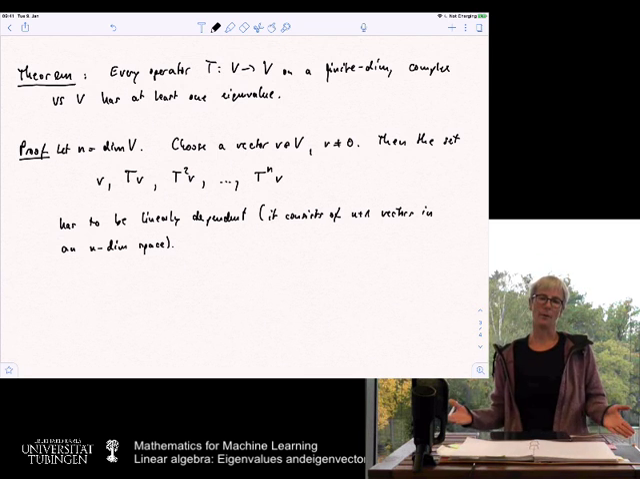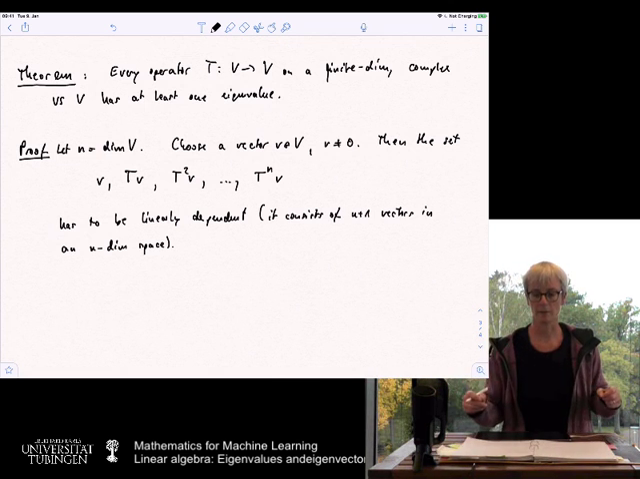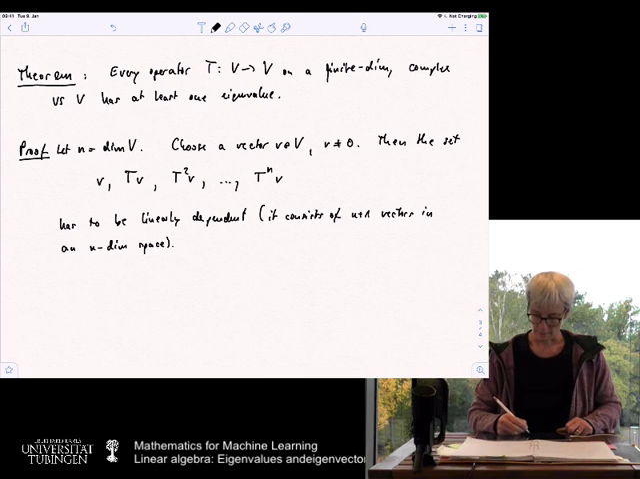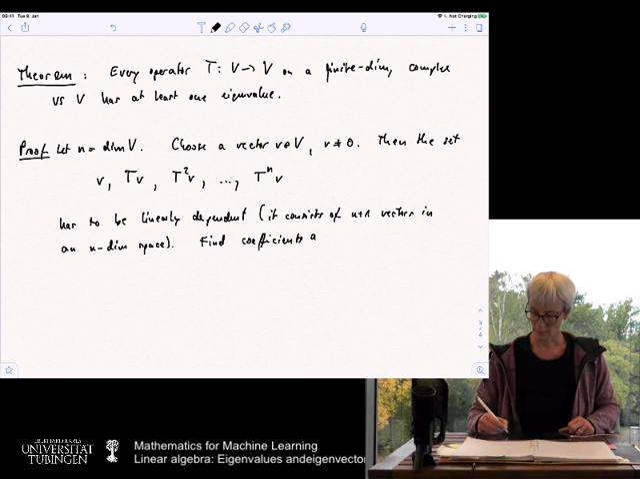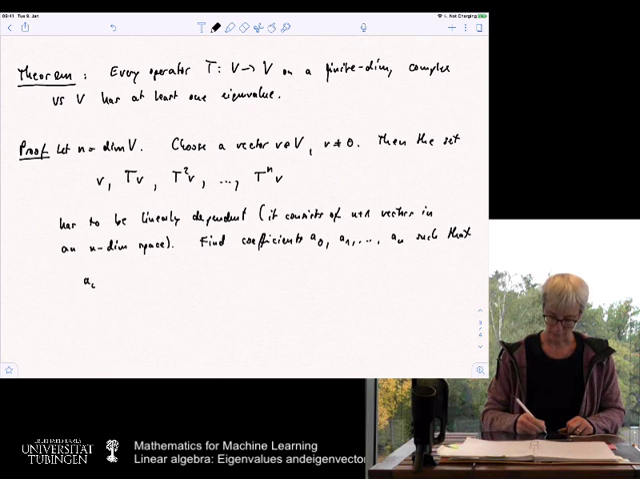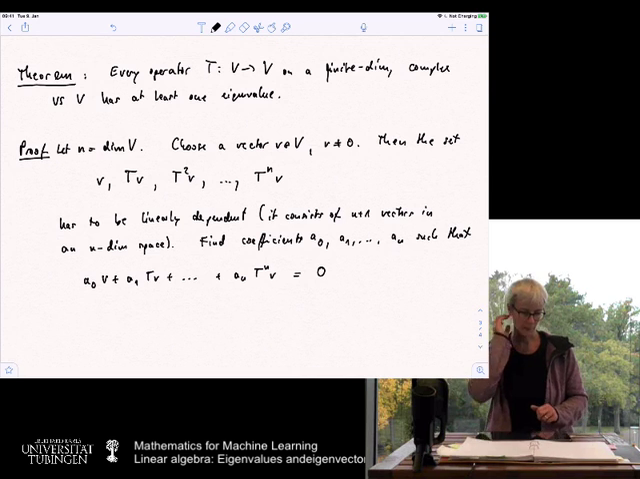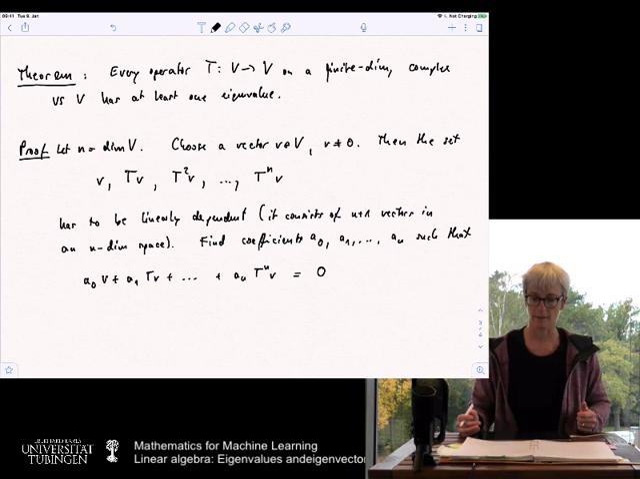Okay. Now, we know it's linearly independent, so we can find coefficients such that if we take a sum of these vectors, we end up with 0. So now we find coefficients a0, a1 until an, such that a0 times v plus a1 times Tv plus and so on, an times T to the power n of v is 0. And we can find these coefficients because we know it's linearly dependent.